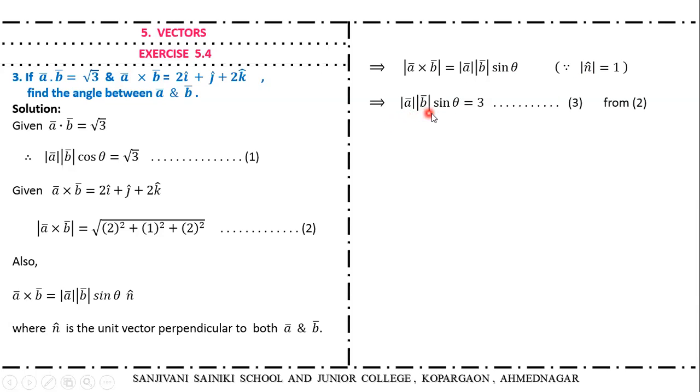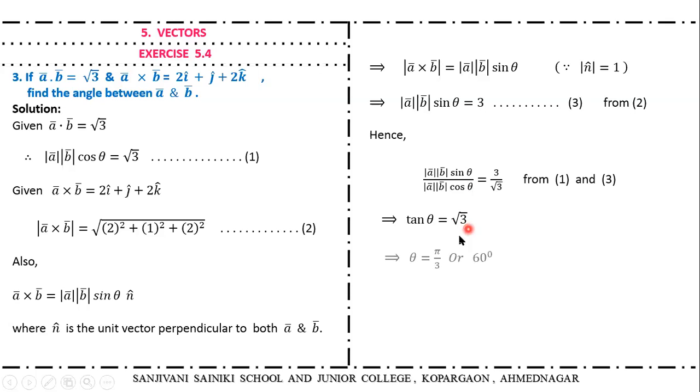So modulus of a bar into modulus of b bar sine theta is 3, because it is given that the magnitude is 3. So we will take the ratio, we will divide our equation number 3 by equation number 1. We get this equation: modulus of a bar, modulus of b bar will get cancelled, and what will remain? Tan theta is root 3, which implies theta is pi by 3 or 60 degrees. So this is the angle between the vectors a bar and b bar.